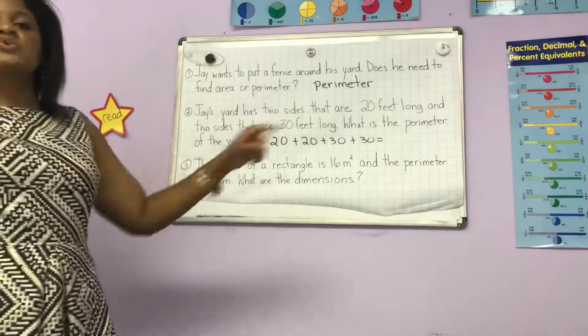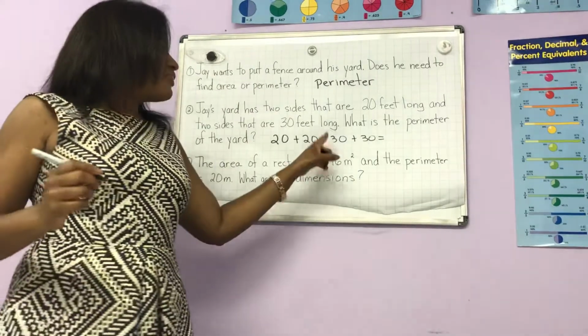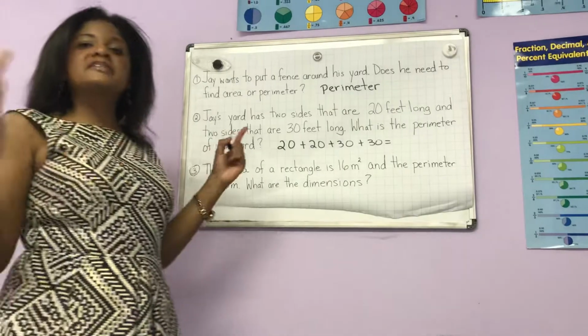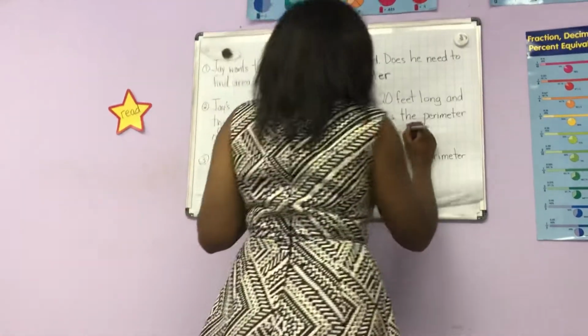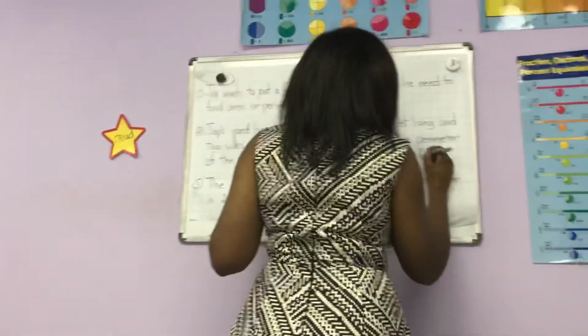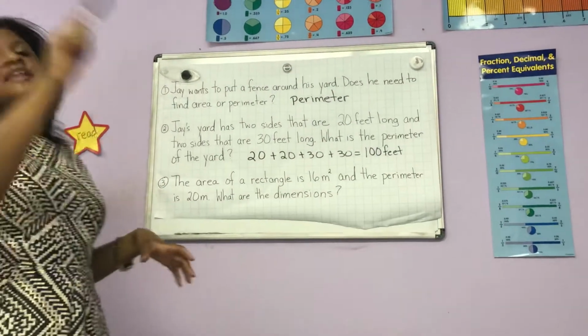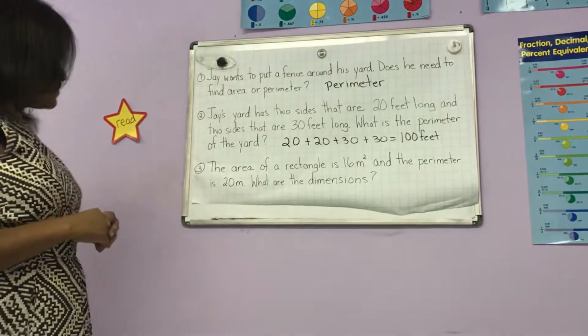20 plus 20 is 40. 30 plus 30 is 60. 40 plus 60 is 100. So his yard is 100 feet around. He's going to need to find some sort of fencing that is 100 feet long all around.